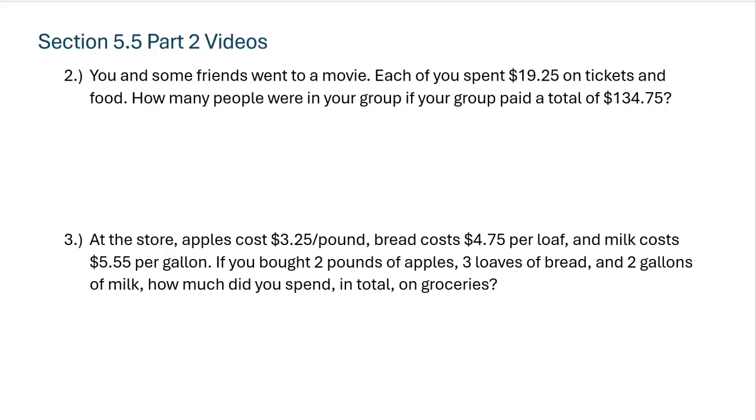So here's my one read through. You and some friends went to a movie. Each of you spent $19.25 on tickets and food. How many people were in your group if your group paid a total of $134.75? All right, there's actually a lot we don't care about here. That first sentence, it says you and some friends went to a movie. I'm going to go ahead and just cross that off.